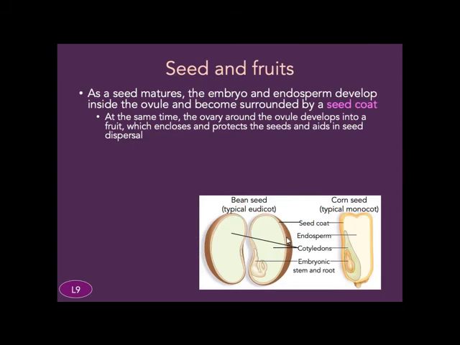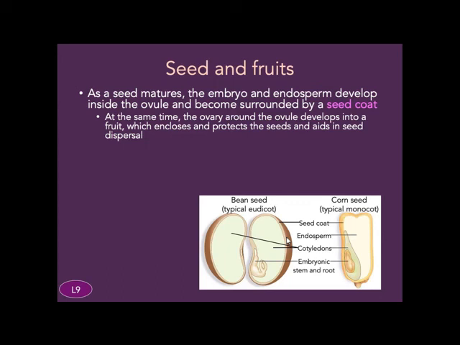Okay, so let's talk about seeds and fruits. As the seed matures, the embryo and the endosperm will develop inside the ovule and become surrounded by a seed coat. At the same time, around the outside of the seed coat, the ovary will develop into a fruit, right?